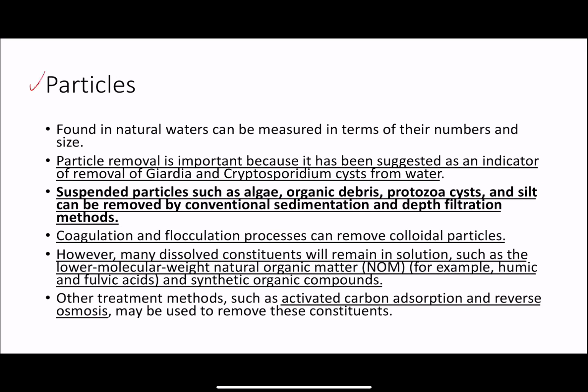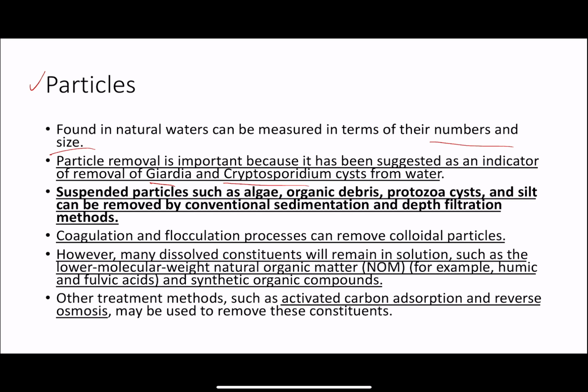The next is particles. This is found in natural water and can be measured in terms of the number and size. You could number it: you have 5, you have 100, 1,000, and you size it: 100 microns, 50 micrometers. Particle removal is important in this step because it has been suggested that if particles are found in water, there's Giardia and there is Cryptosporidium cyst in water. So you have to remove particles, because if you remove them, that means you are removing all these in water.